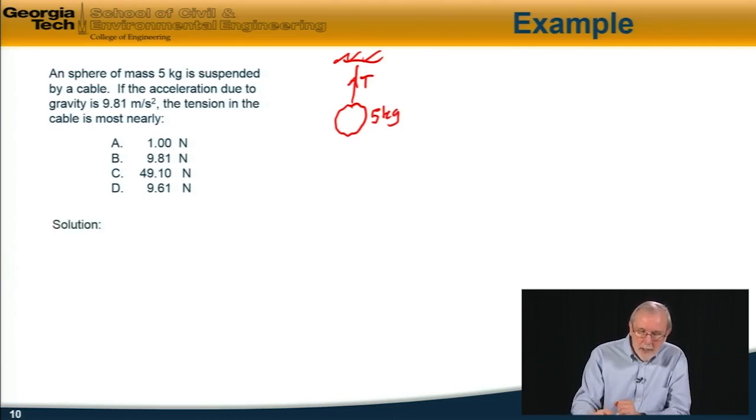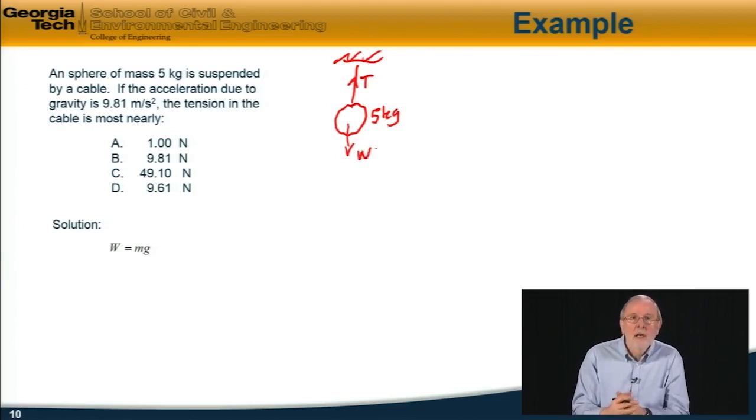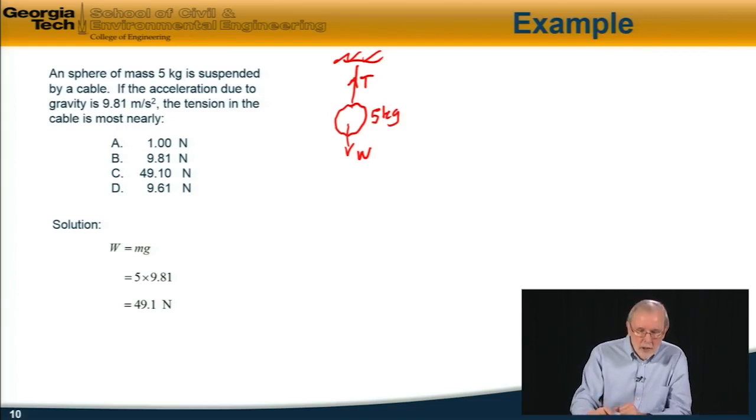That's fairly simple. The tension in this case must be just equal to the weight of the sphere, which is hanging downwards, for that to be in equilibrium. The weight of an object is just the force of gravity acting on that object, which is the mass multiplied by the acceleration due to gravity. So in this case, the mass is 5 kilograms, gravity is 9.81. Multiplying those two together gives 49.1, and the units automatically work out to newtons, because we've been consistent with kilograms in this case. So the answer is C.